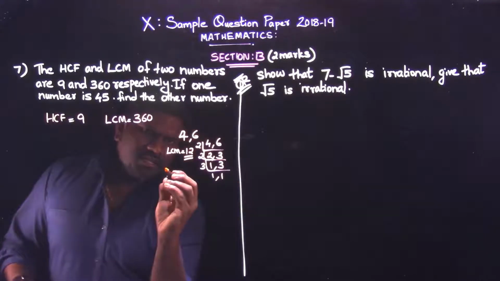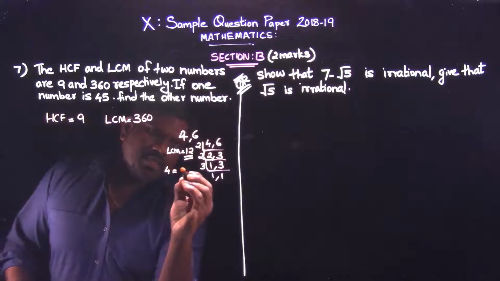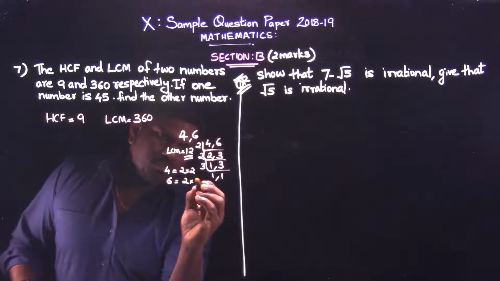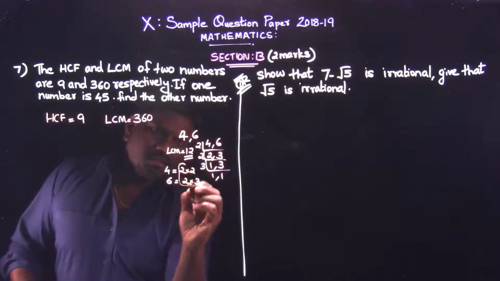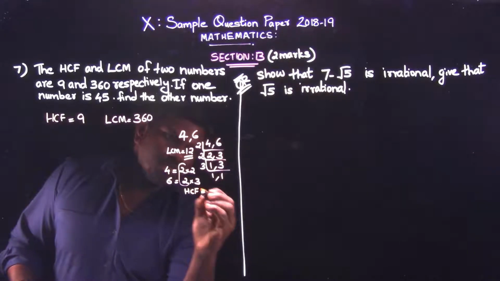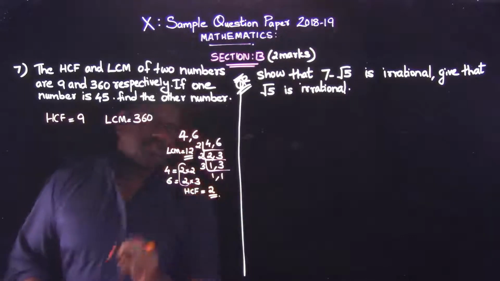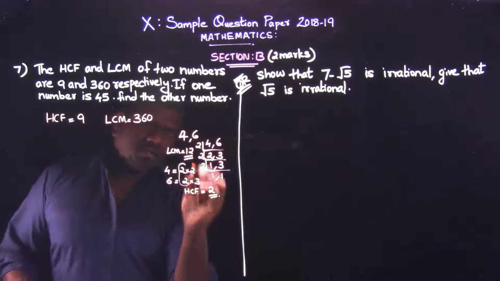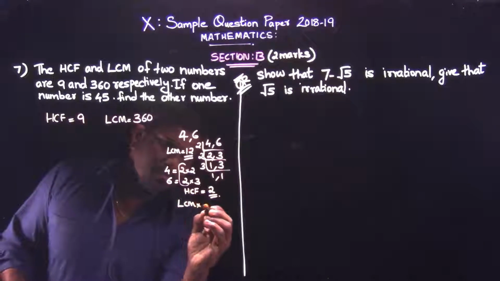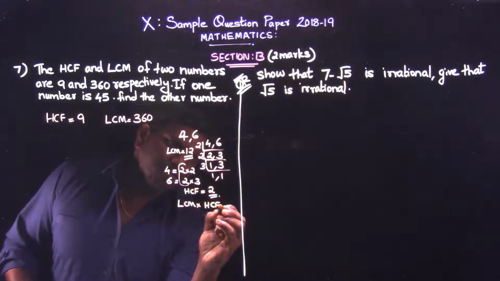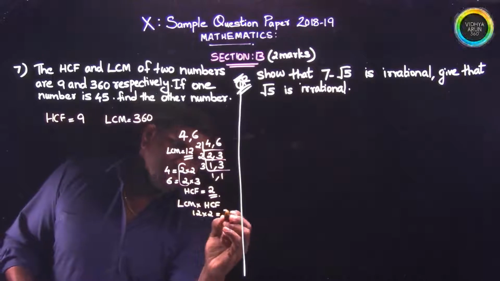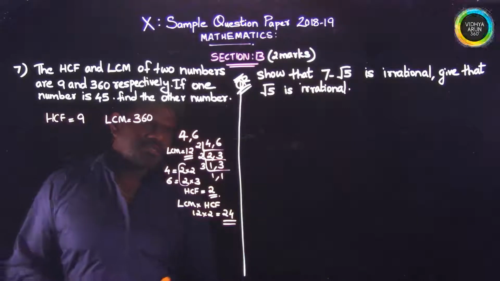Fine. Finding the HCF, 4 is nothing but 2 into 2 into 1. 6 is equal to 2 into 3 into 1. The highest common factor is 2. So HCF is equal to 2 here, isn't it? If I got LCM and HCF, what do you get when you multiply LCM and HCF? Which is 12 into 2. You get 24, isn't it?